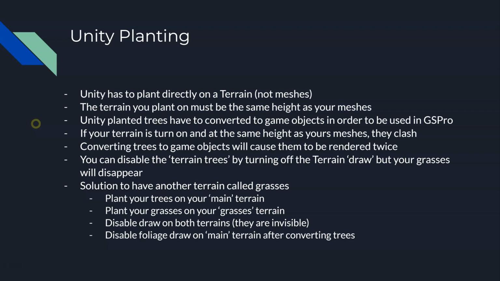What does that mean? In other words, when we have this double rendered issue that we're talking about here, we need to disable some of our trees, but when we do that, the catch-22 is that we turn off our grasses as well. So that's a problem. How are we going to fix that?